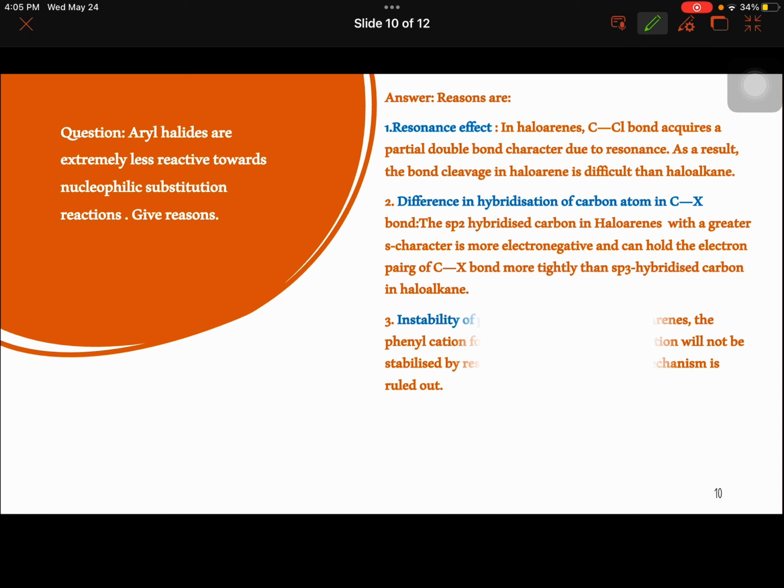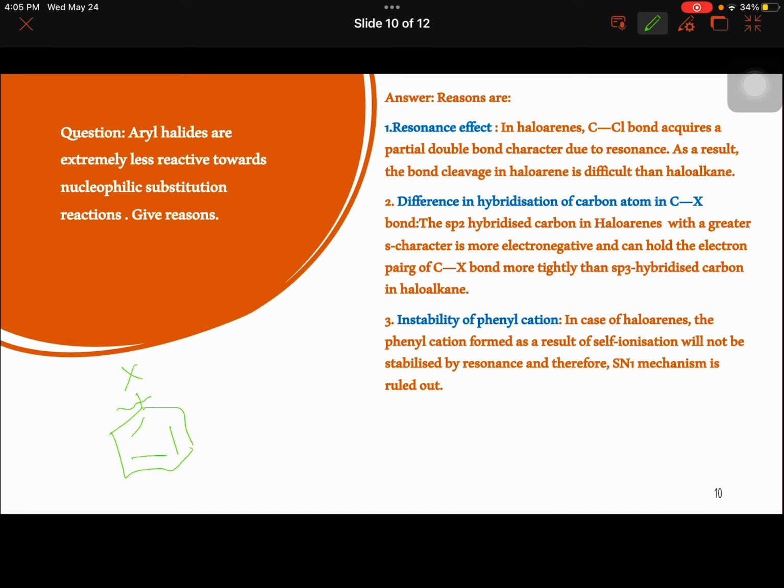Third reason is instability of phenyl cation. When the reaction is proceeding, suppose we say that this will break from here and it will give you X minus along with this. This is phenyl cation. Now this is formed as a result, but this is unstable because same carbon is involved in a double bond and same carbon is having the positive charge. So resonance is not possible. That's why the SN1 mechanism, which proceeds via formation of carbocation, is ruled out.